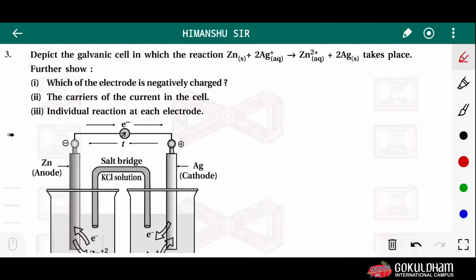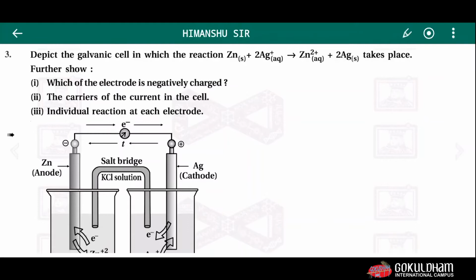Then we know that any reduction process is considered as the cathode, and every oxidation process is known as the anode. The anode is negatively charged and the cathode is positively charged. In our reaction, zinc metal is converted into Zn2+. So the zinc electrode is negatively charged in this cell.